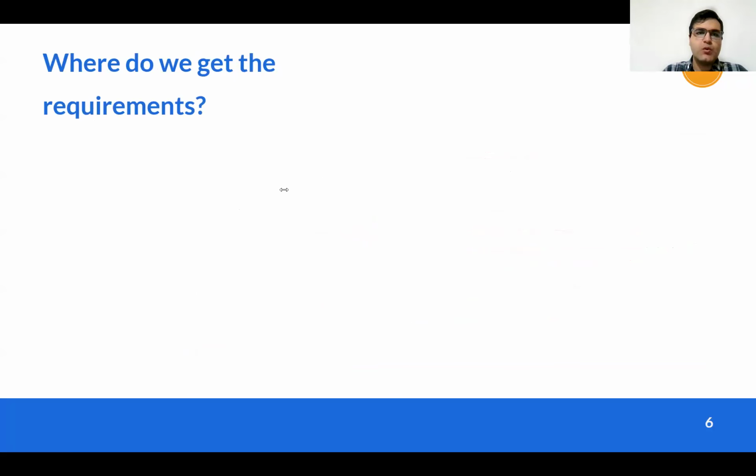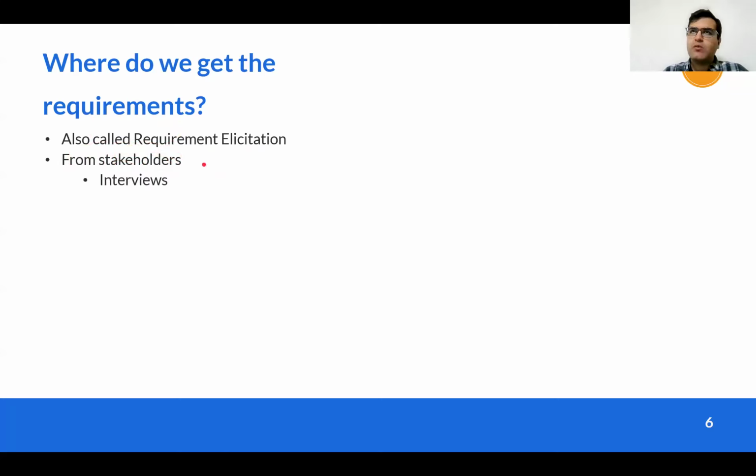Yeah. So where do you get your requirements? Okay. The act of collecting requirements for your system is called requirement elicitation. Okay. So you collect your requirements from your stakeholders. Stakeholders is anyone who is interested in the success of your system. Okay, so of course your main stakeholder is always your client. Okay, the people who are hiring you to develop a system, but there's other stakeholders as well.